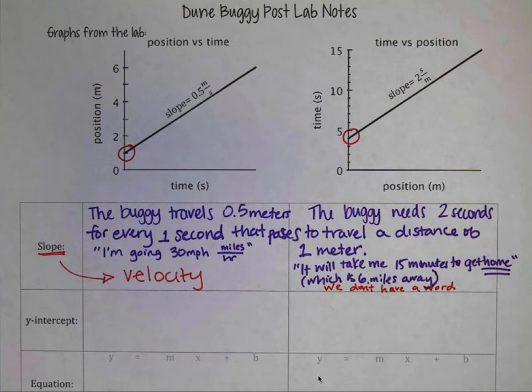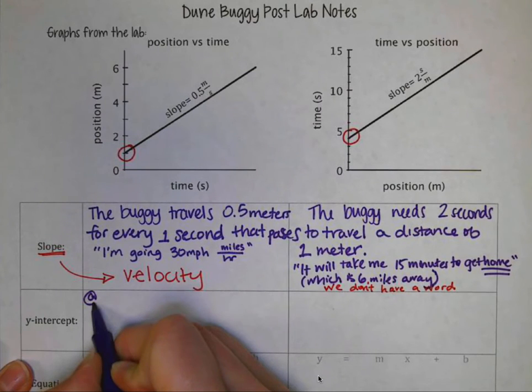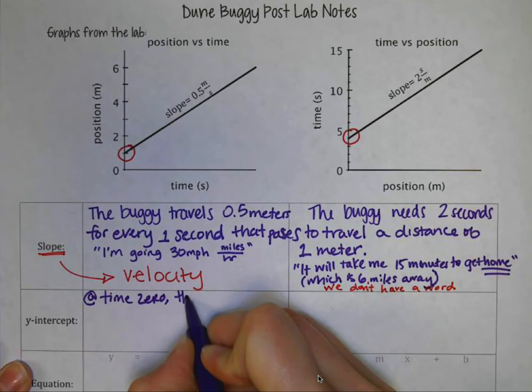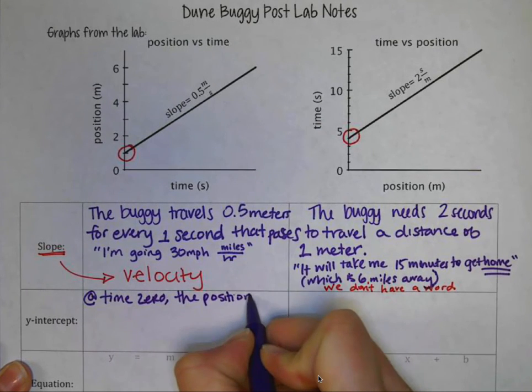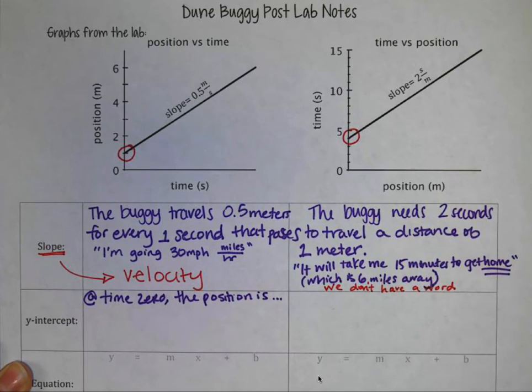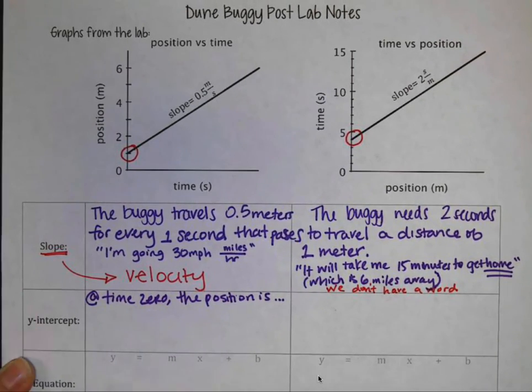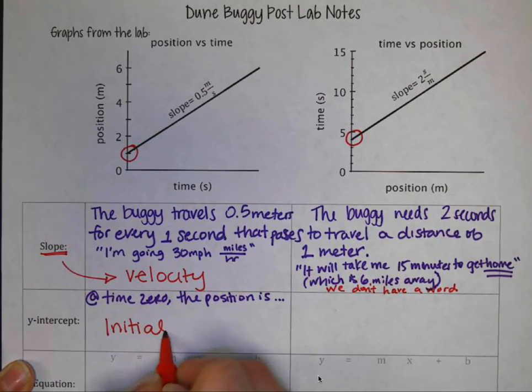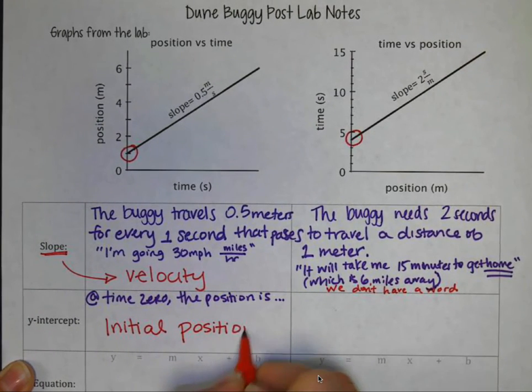Talking about the y-intercept for each of them. This is kind of just at time 0, the position is, and then whatever we have, it actually happens to be 1 meter there, but at time 0, the position is this. So that's telling me that I started at a point other than my origin. The term we use for that is initial position. So what's my initial position, my starting point?